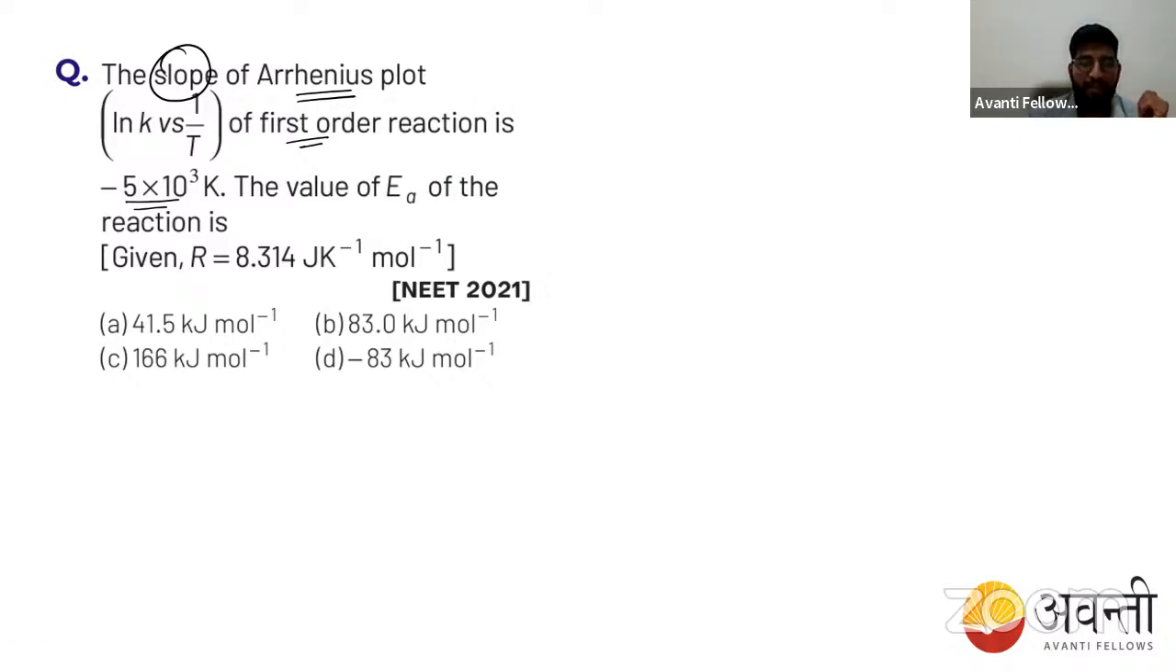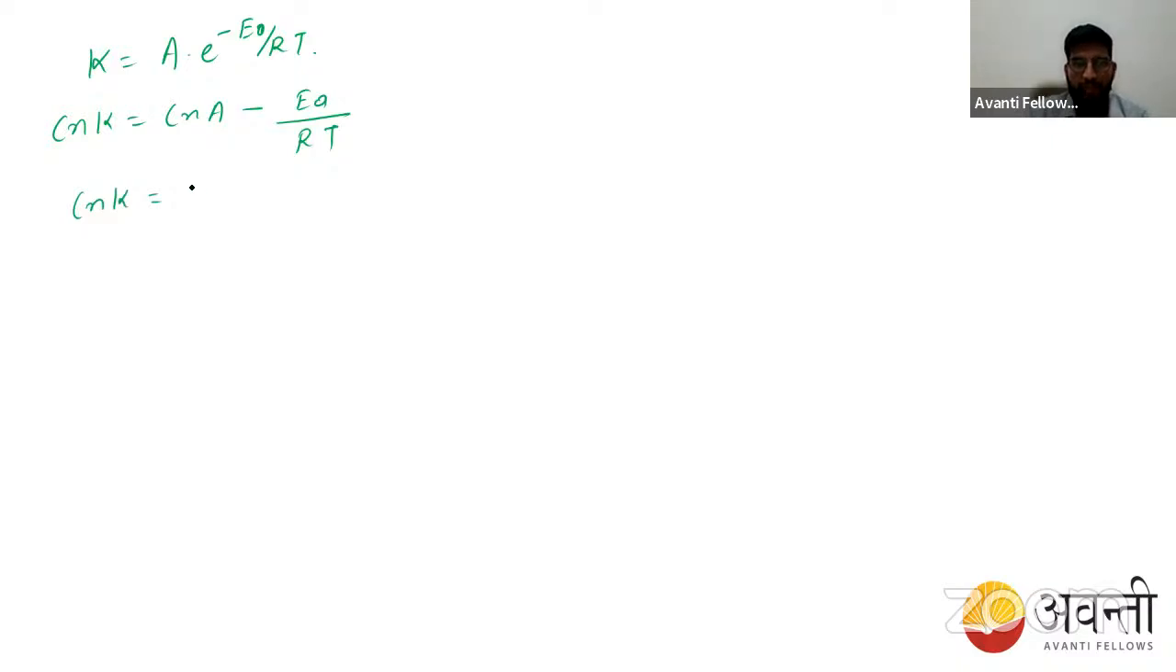I know the Arrhenius equation, that is k is equal to A into e to the power minus Ea upon RT. If I apply natural log of k on both sides, what is the equation then? Natural log of k is equal to natural log of A minus Ea upon RT. If I split it, natural log of k is equal to minus Ea upon R into 1 by T plus natural log of A.